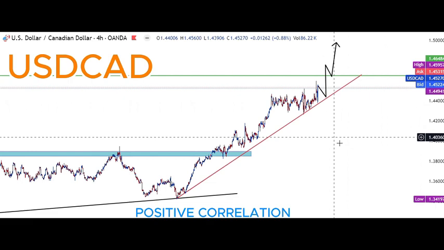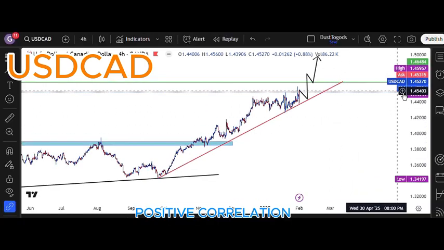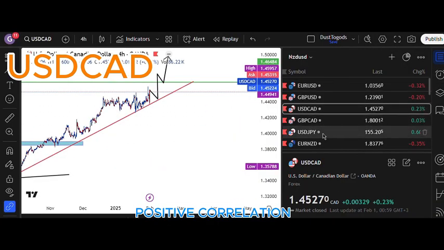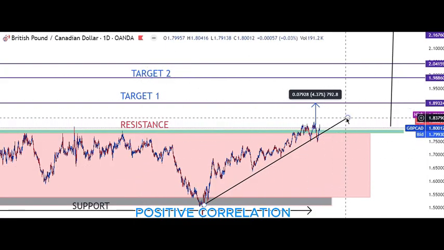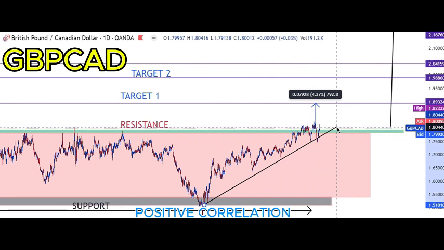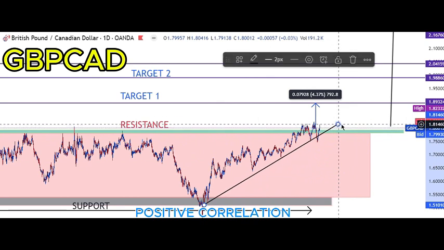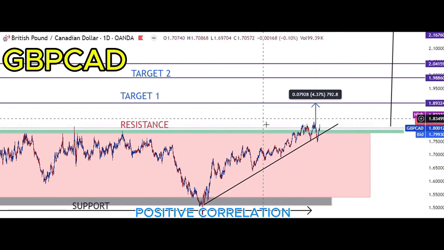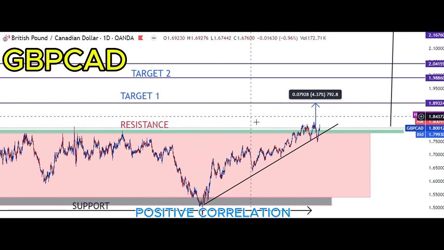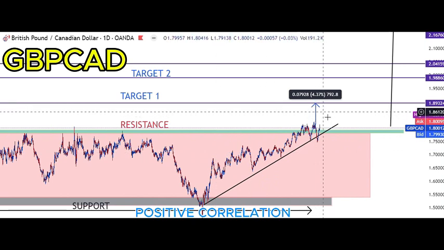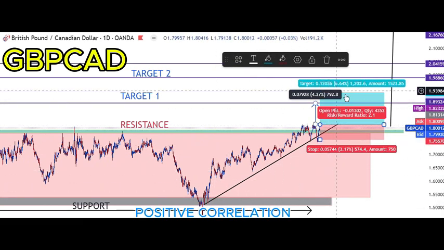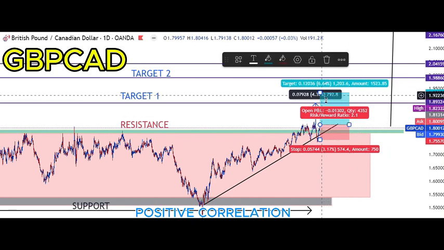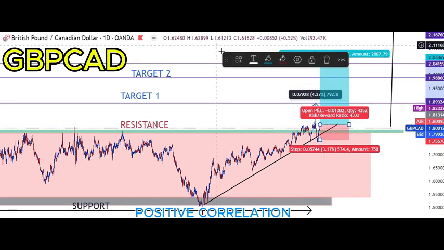Let's look at GBP CAD to see if it's moving in the same direction as USD CAD. You can see on the daily, as I've already marked out here, I have my targets. This trend line over here really shows that this is also bullish. Just as USD CAD is bullish, GBP CAD is also looking bullish. It has tested this trend line several times, so we are looking at that upward movement, all the way up there.